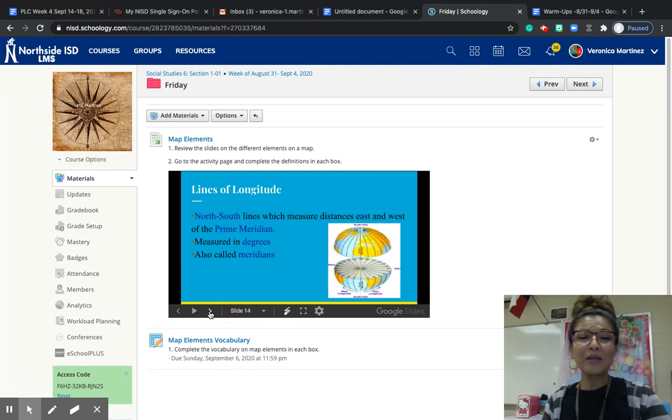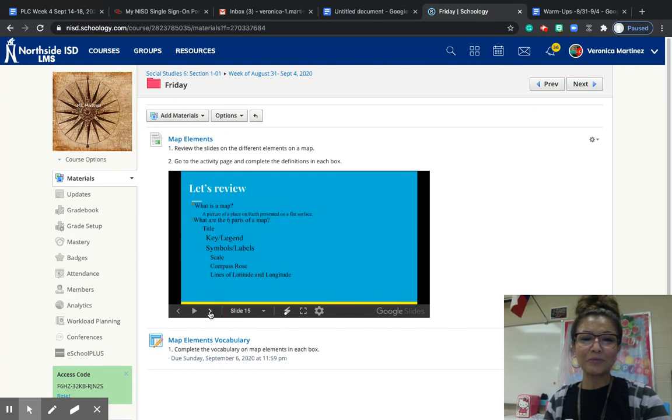Then you have your lines of longitude. These are also measured in degrees, and we'll talk about what the degrees are. And these lines are also called meridians. Okay, so they're going up and down, right? But when you measure them, you're measuring them east and west. So they run up and down, north and south, and they measure east and west. And I'll explain that a little further in class.